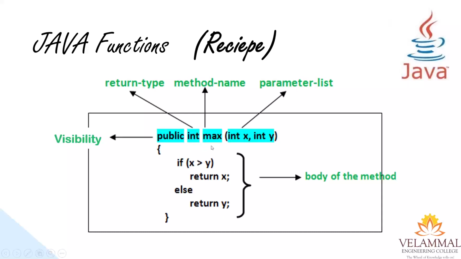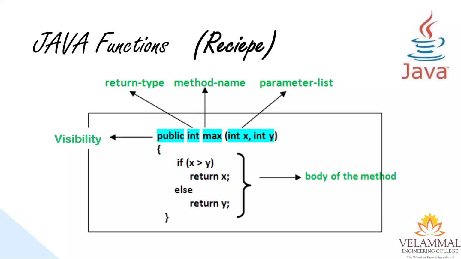So for simple understanding, this is the syntax of a class. This is the visibility parameter, this is the return type, this is the name of the class, this is the name of the method or the function or the recipe which we are going to do. This is the parameter list, that is our parameter 1 and parameter 2, which will be x and y. So if x is greater than y, it is going to return x, else it is going to be returning y.